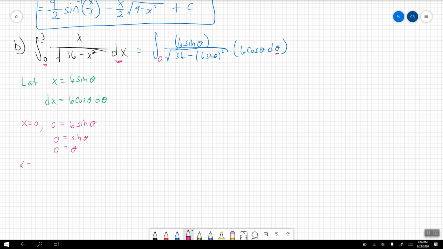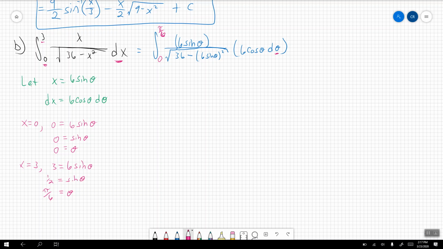Now what happens if x is 3? All right, our upper limit of integration. If x is 3, then making our substitution into x is equal to 6 sine theta, that's going to be 3 is equal to 6 sine theta, which means we get 1/2 for sine theta. Now, sine of theta to be equal to 1/2 actually gets us a value of pi over 6, which means our new upper limit of integration should be pi over 6, and our lower limit of integration should be 0.